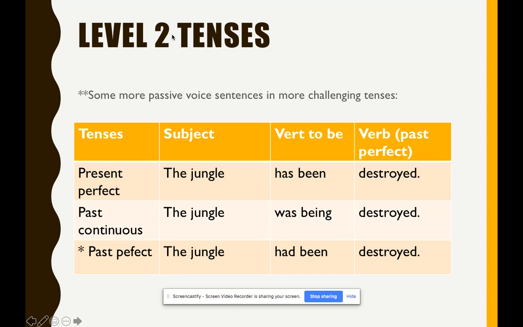So level two, some other tenses. Perfect tense: the jungle has been destroyed. Past continuous: the jungle was being destroyed. In past perfect tense: the jungle had been destroyed.